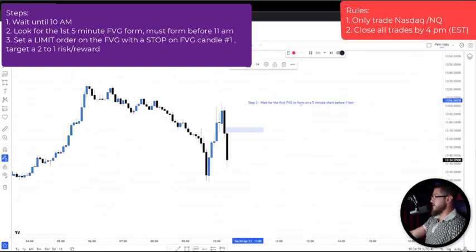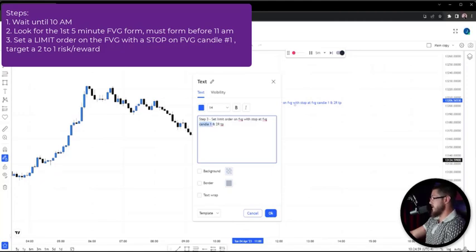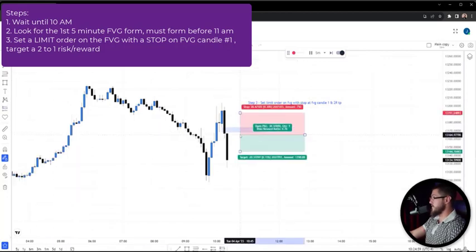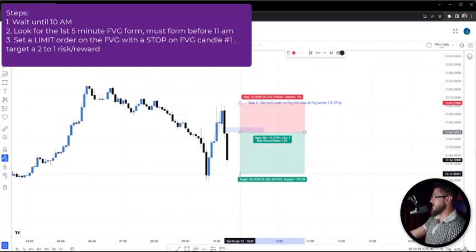So the third step is how we're going to actually execute this trade. So step 3 is just to set a limit order on the fair value gap with a stop at fair value gap candle number 1. Now this is very important, and we're going to be targeting a fixed 2-to-1 risk to reward. Yes, it is literally that simple, right? And you have so many people overcomplicating this and going into the 1 minute and all these unnecessary things and making it much, much harder than it needs to be.